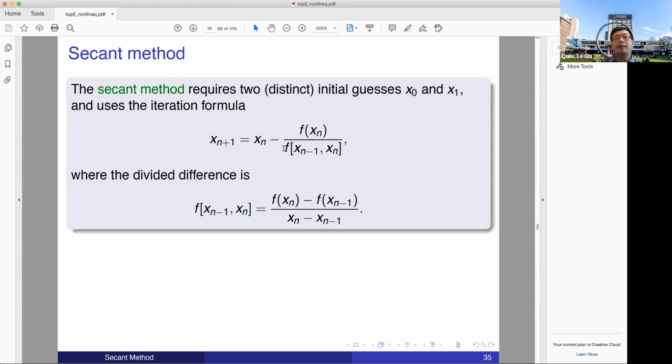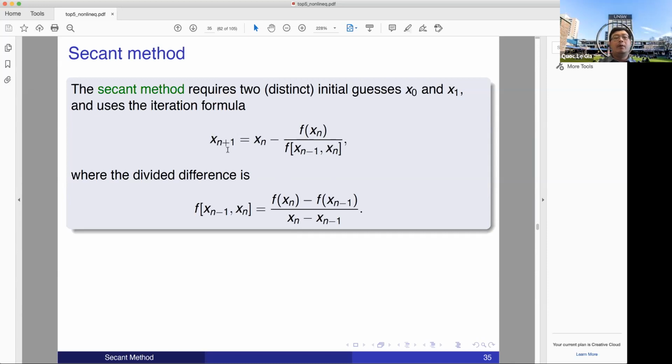Remember, you can approximate the derivative by the finite difference, the divided difference coefficient. This gives you the slope of the secant line, which is a very good approximation of the derivative if the two points are close to each other. So the secant method is given by this formula: the next iteration is just the current iteration minus f of xn over, instead of a derivative, a divided difference over xn minus 1 and xn.